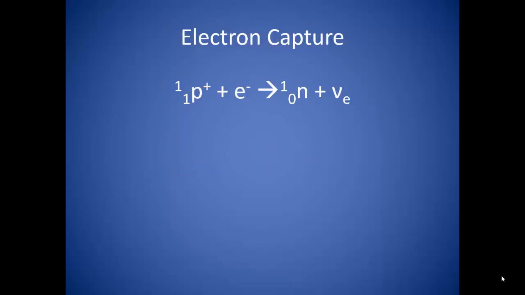The third type of beta decay is called electron capture. This occurs when there are too many protons in the nucleus and not enough neutrons. In this process, the nucleus of the atom actually captures one of the inner electrons that are orbiting the nucleus. When this happens, the electron will combine with a proton to produce a neutron and a neutrino.